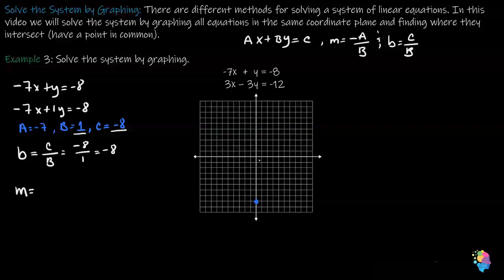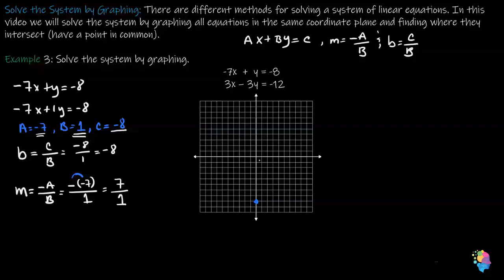The next thing to find is the slope. The slope is going to help us find that next point. The slope is found by doing -a over b. Now there is a negative in the formula, and then a itself is a negative, and b was 1. Because we have this minus negative, that's going to turn into a +7 over 1. And I'm not going to simplify the fraction.